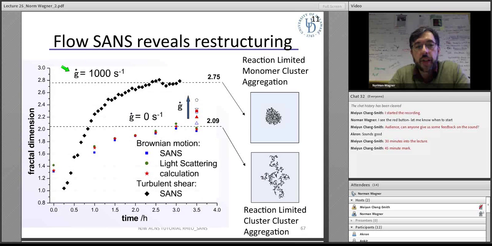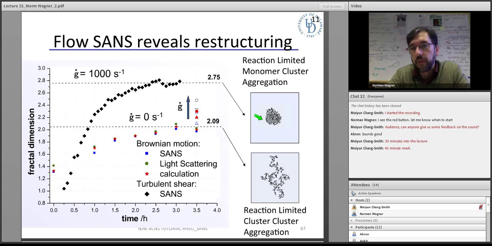And you can see that the fractal dimension under flow that we reach at steady state is very close to 3, which tells us that it's a very compact object, as opposed to the fractal dimensions we get under simple Brownian motion that we get from neutron scattering or light scattering or calculation. And that's a very open structure, more like what you saw in the previous plot. So processing these colloidal fluids, the neutron scattering tells us immediately something about the density, if you will, of the aggregates that form due to shear.